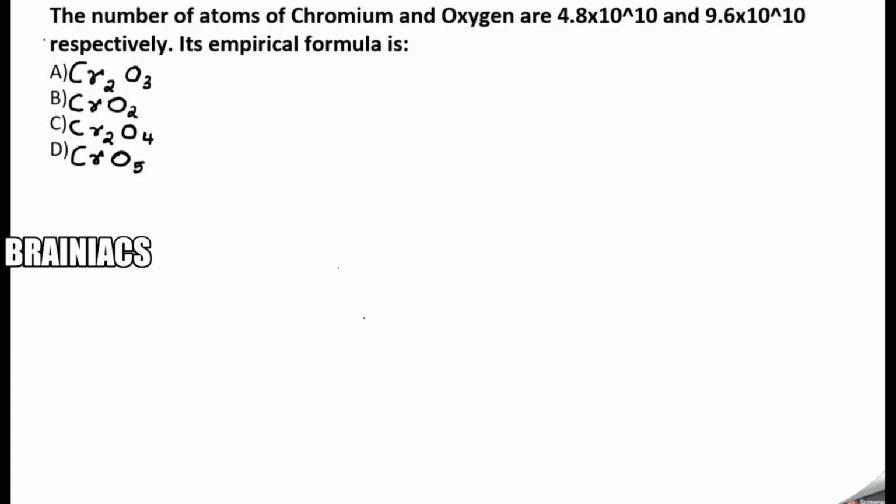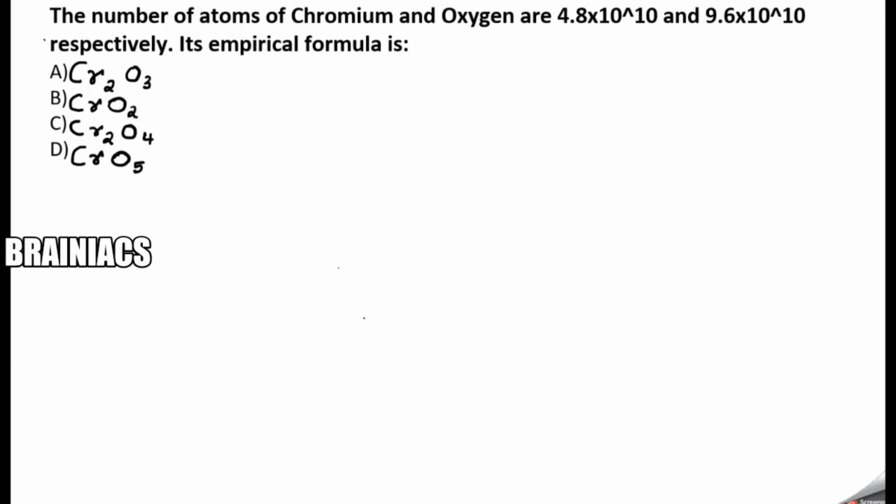Okay, so we have a new question in front of you. I will just read the question. The number of atoms of chromium and oxygen are 4.8 into 10 power 10 and 9.6 into 10 power 10 respectively. Its empirical formula is.